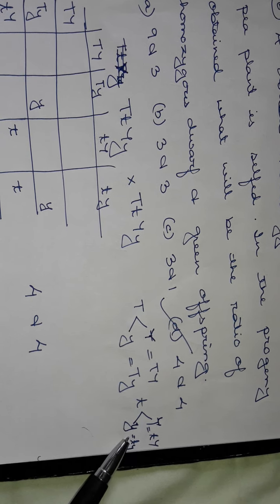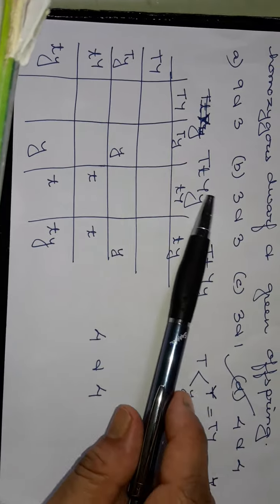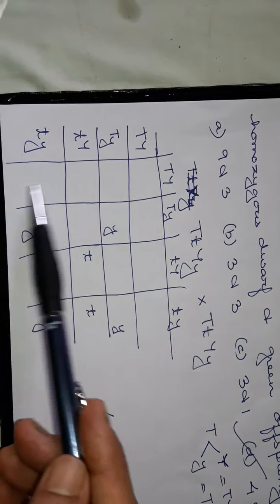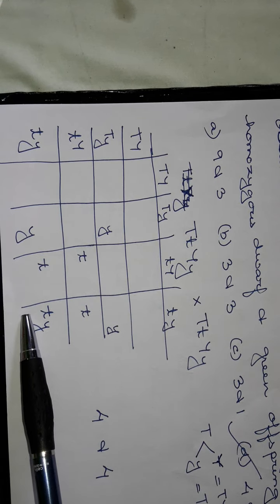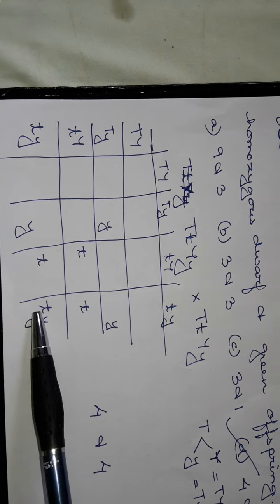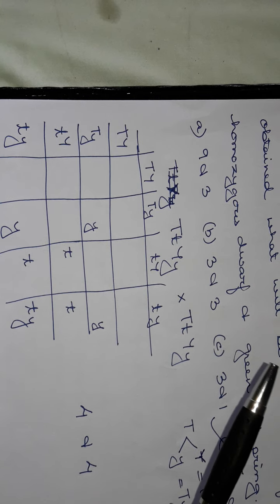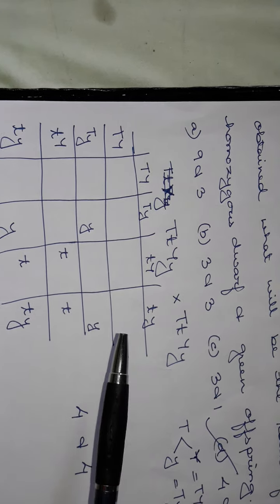Similarly, small t, capital Y, small t, small y. Okay. After finding out the gametes, we will put them in the checkerboard. Got it? Now see, here we have placed the gametes in the checkerboard. Just a simple Mendelian dihybrid checkerboard. Now here the question is asked: what will be the ratio of homozygous dwarf and green offsprings?